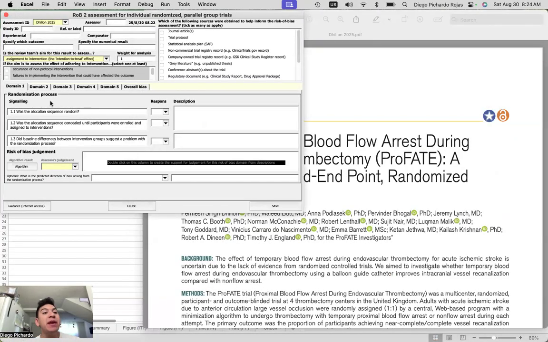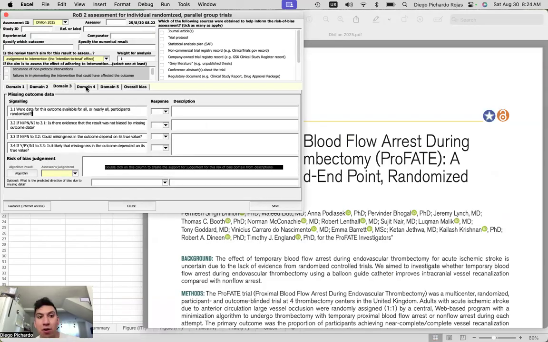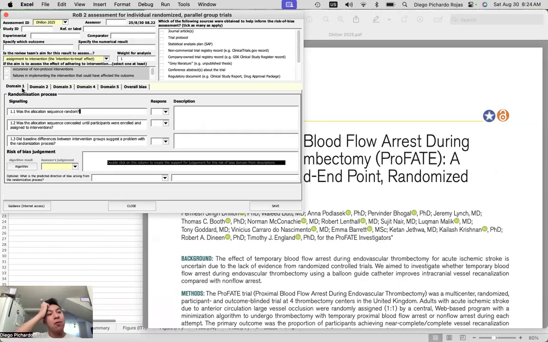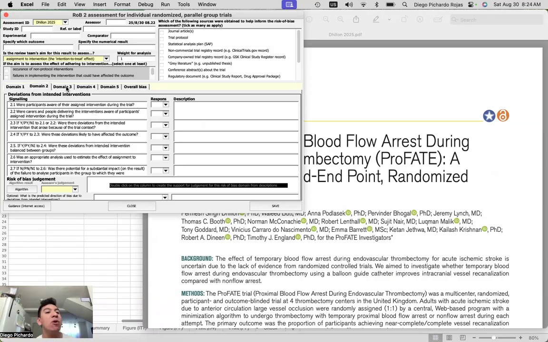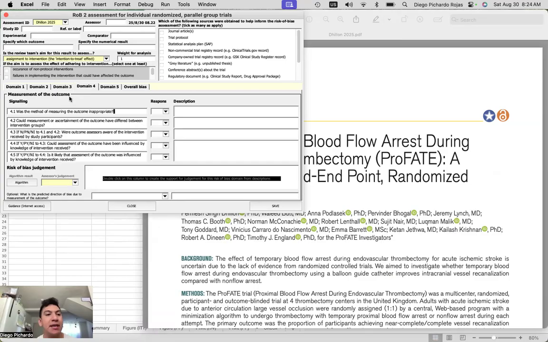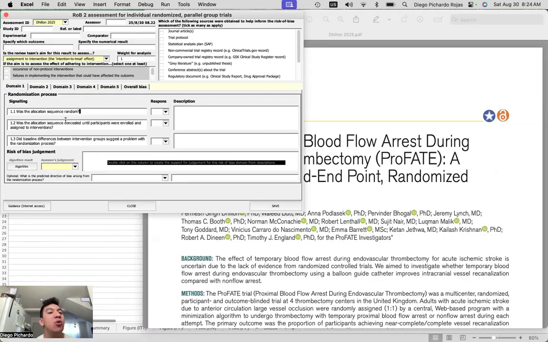We have 5 domains in the ROB2. These 5 domains are basically: number one, the randomization process; how was the intervention classification; how did they manage missing data; how did they measure the outcomes; and how did they measure the results. So we're going to begin with: was the allocation sequence random?